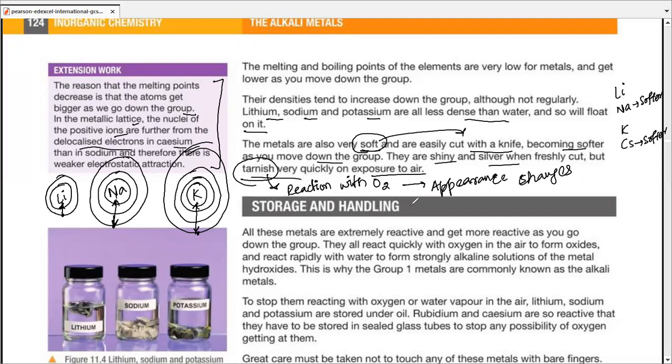Now comes the part of storage and handling. Why are we talking about this? Because if it can even react in air with oxygen and the appearance changes, and even if the chemical identity changes, we got to store them and handle them carefully. Which brings us to this topic.